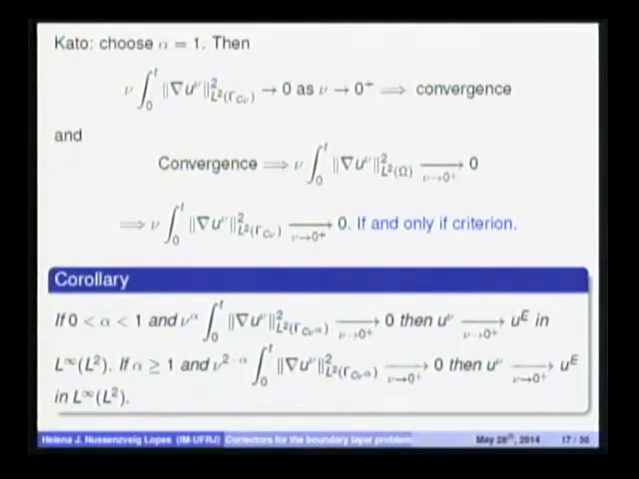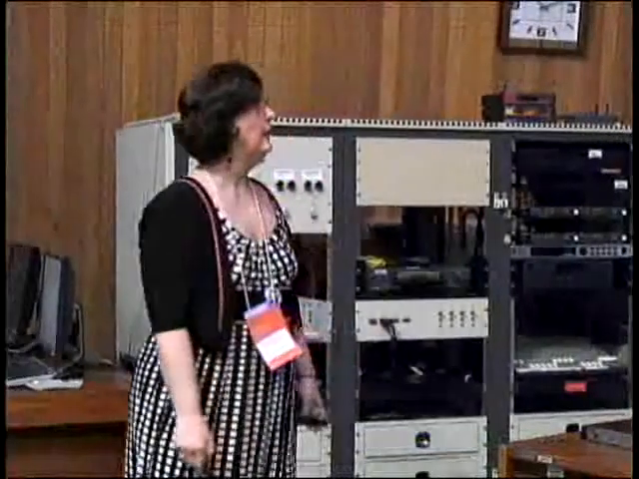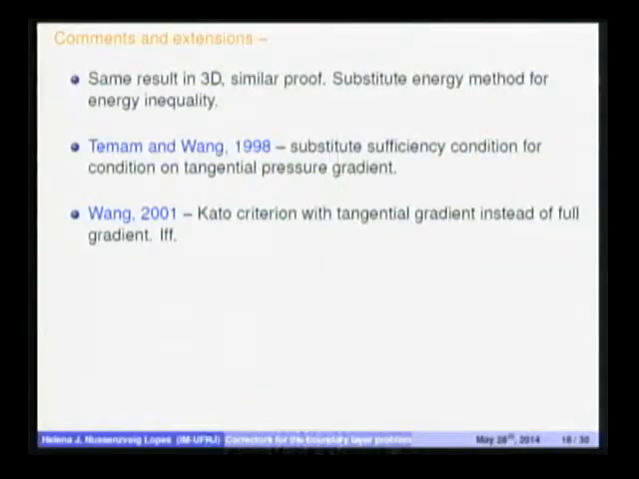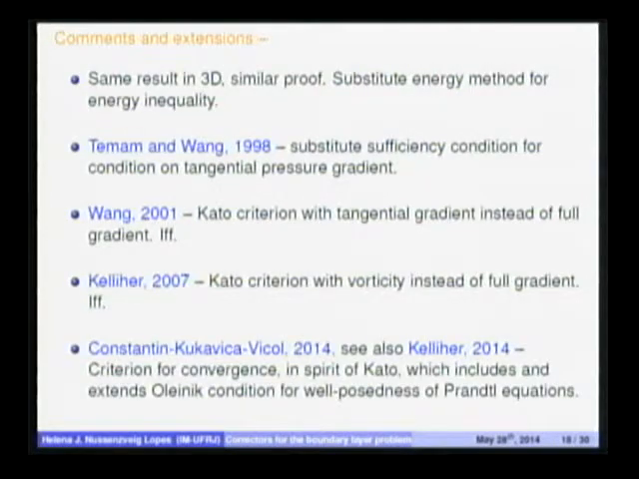Let me make some comments and extensions. Of course, the same result is true in 3D. It's a similar proof. Instead of doing an energy estimate, you have to go through the energy inequality. In 1998, Temam and Wang substitute the sufficiency condition for a condition on a tangential pressure gradient. In 2001, Xiaoming writes a Kato criterion with a tangential gradient instead of the full gradient. In 2007, Jim writes a Kato criterion with the vorticity instead of the full gradient. So he's observing that it's enough for the dissipation rate written in terms of vorticity to converge to 0. And these two are if and only if.